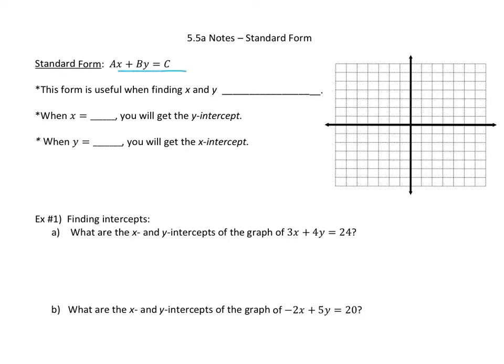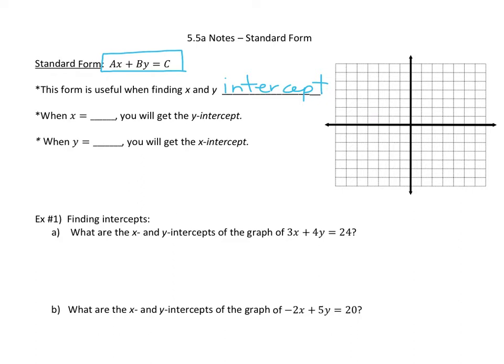Totally different form of an equation, ax plus by equals c. The reason we use this is when we're looking for x and y intercepts. So if we're trying to figure out what an x-intercept and a y-intercept is, we use this form.